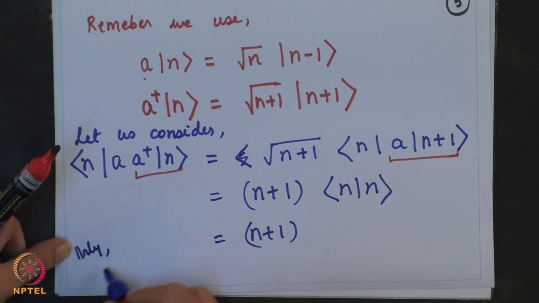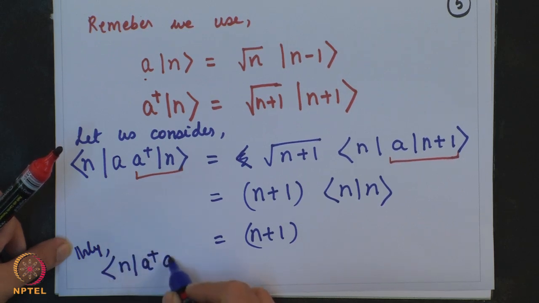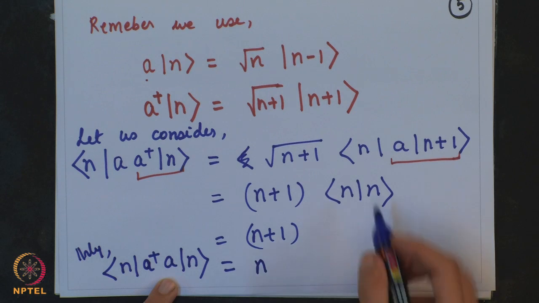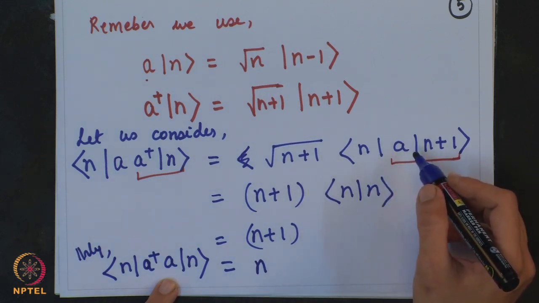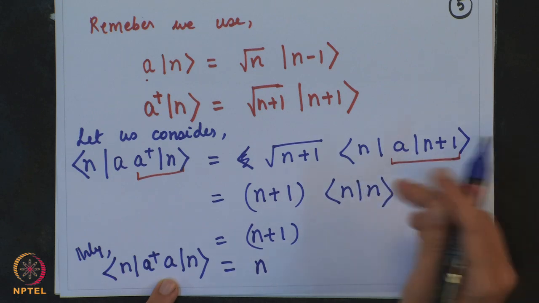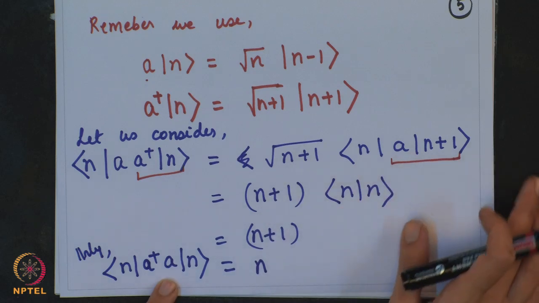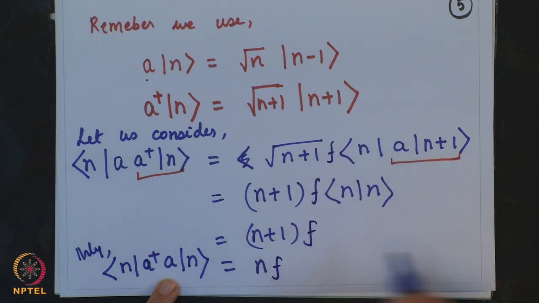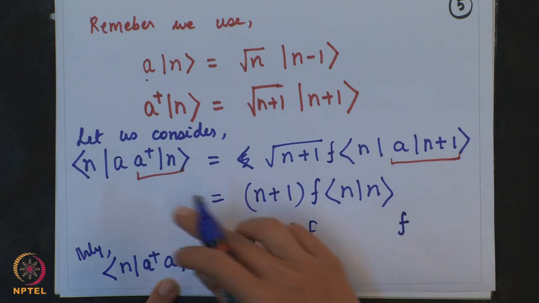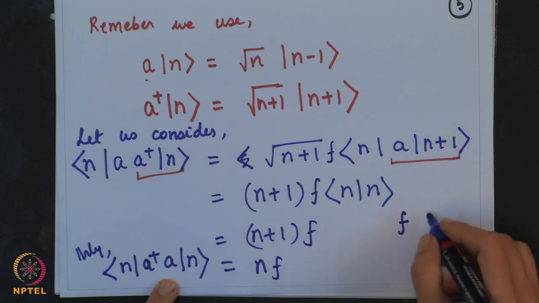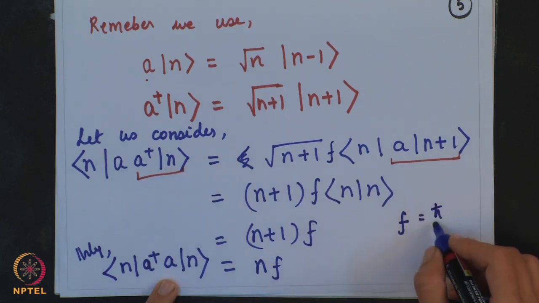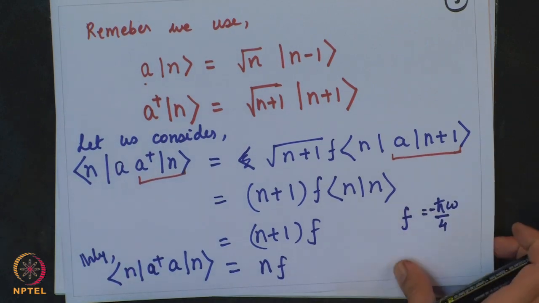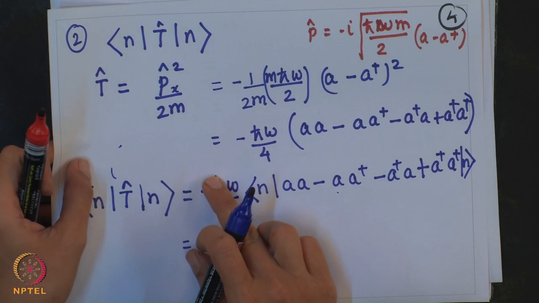Similarly, you can obtain A dagger A on n. You can make a guess here, you will get n. I have dropped the factors, h cross upon 2 m omega, that we will put here whatever the factors were. For the time being I have just dropped the factors, but the factors will be there. What was our factor here? For P, it was h cross omega by 4, I think. So, this factor I am talking about is the one which I had dropped.